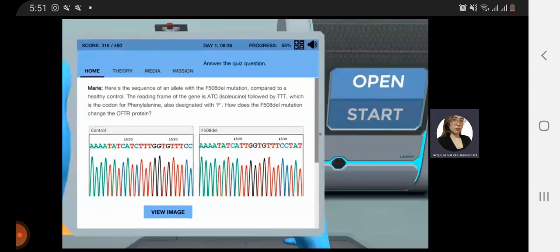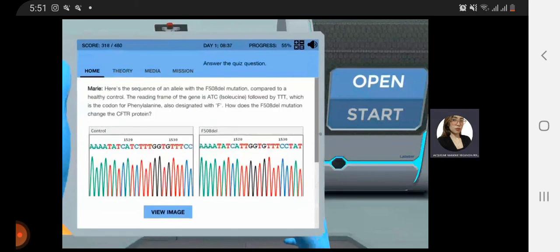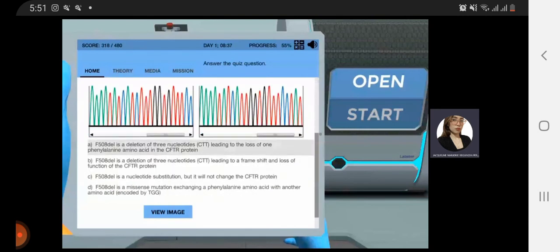Here's the sequence of an allele with the F508del mutation, compared to a healthy control. The reading frame of the gene is ATC followed by TTT, which is the codon for phenylalanine, also designated with F. How does the F508del mutation change the CFTR protein?